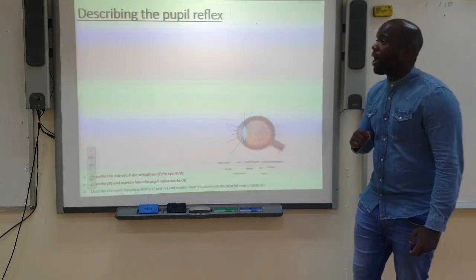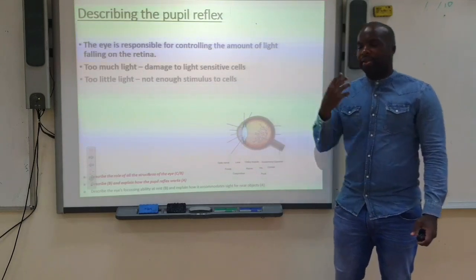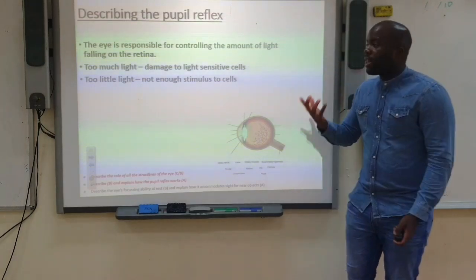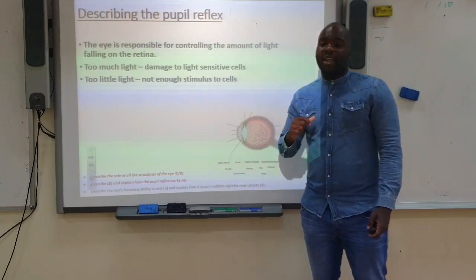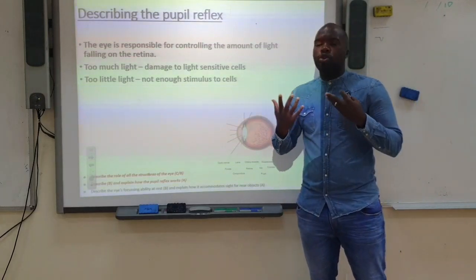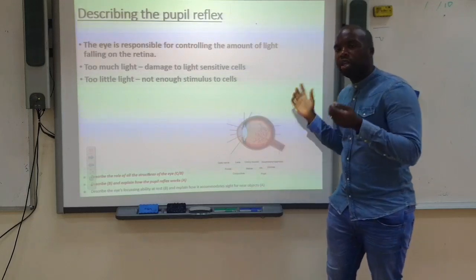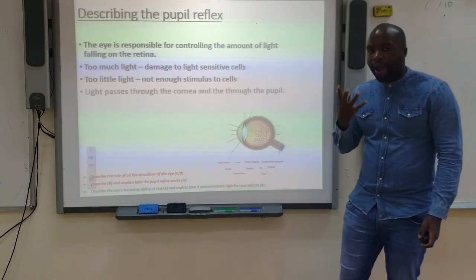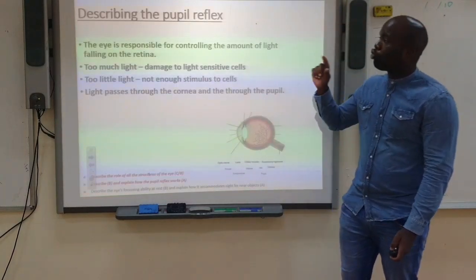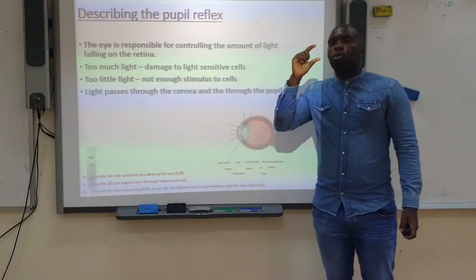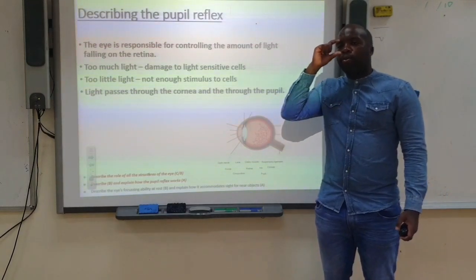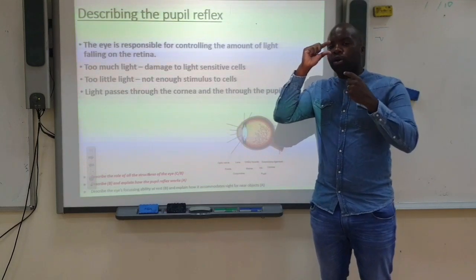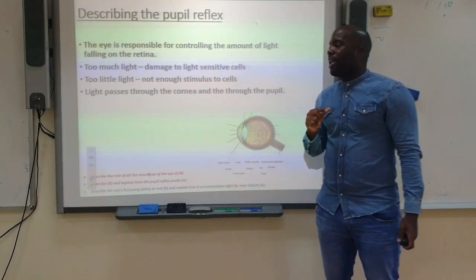Now, the iris controls the amount of light entering the eye. And this is important, and I'll tell you why. If too much light enters the eye, this could damage the photoreceptor cells in the eye. This is not a good thing. However, if not enough light enters the eye, you might not be able to send a stimulus along the nerve impulse because not enough stimulus has been created. So you want the right amount of light to enter the eye, and this is controlled by the iris. The iris will either allow the pupils to dilate or allow the pupils to constrict. It will dilate if you want more light into the eye, or it will constrict if you want to reduce the amount of light entering the eye.